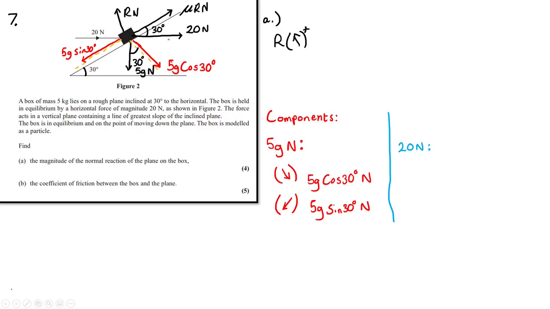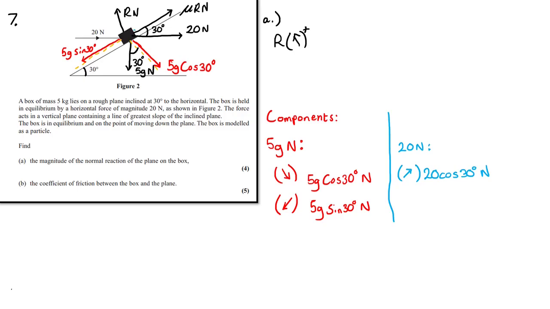This part here contains the angle 30 degrees, so this is the part that will contain cosine. So the component moving up is going to be 20, because that's the force here, 20 cosine of 30 degrees. Like we just said, it's 20 cosine because it contains the angle, and the angle is 30 degrees. So 20 cosine 30 degrees.